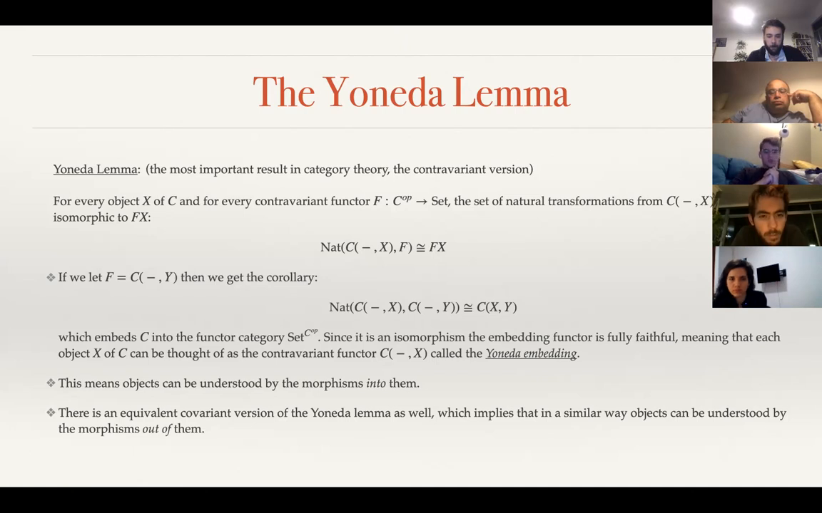So it means that we can understand things by the morphisms into them, and there's an equivalent covariant version. The covariant version says the exact same thing, it's just instead of having arrows into X, it's arrows coming out of X. Okay, are there any questions?